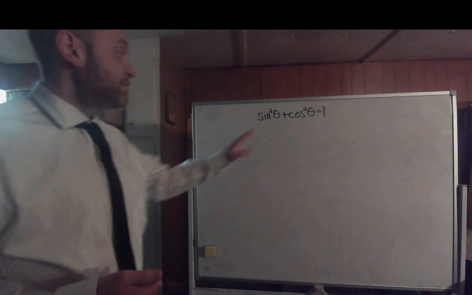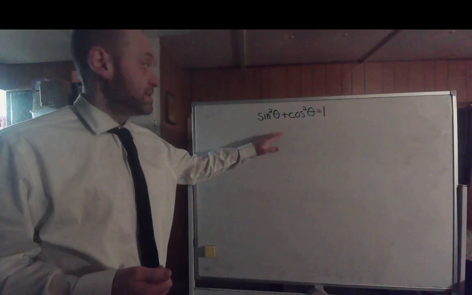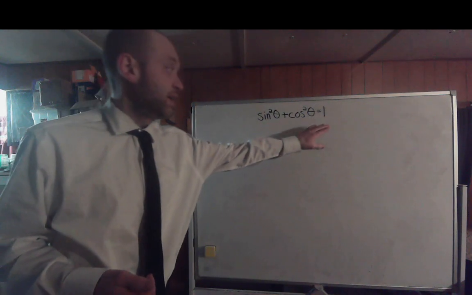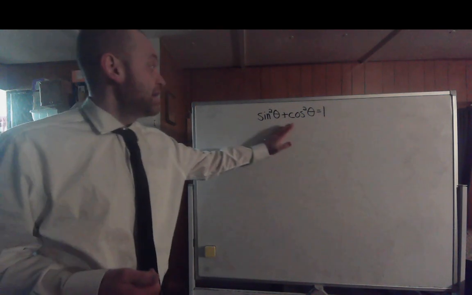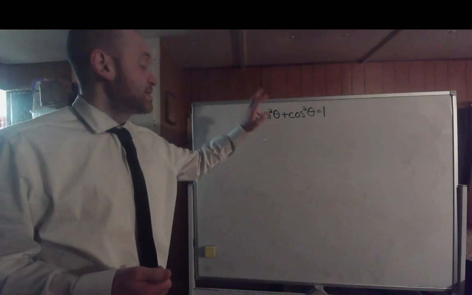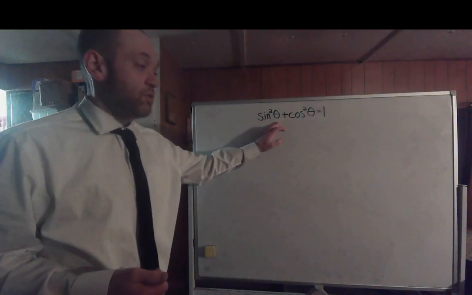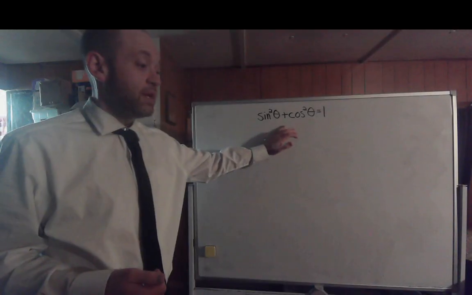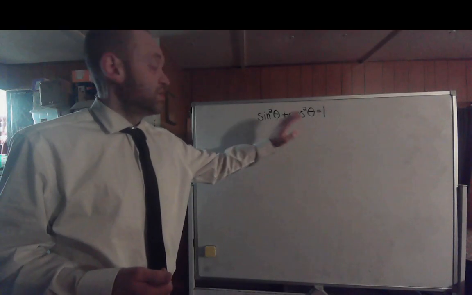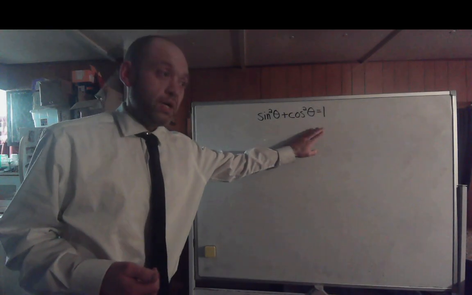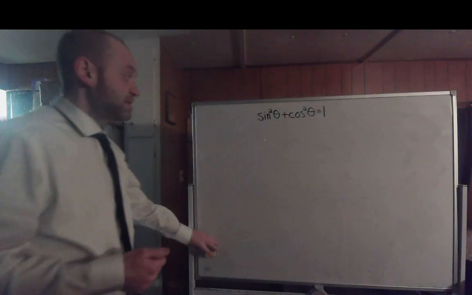So a very fundamental identity is the sine squared of theta plus cosine squared of theta equals 1. It does not matter what that theta is, so long as it's the same angle. If theta is the same angle, it could be any angle out there, the sine squared of theta plus cosine squared of theta equals 1. That is a good one to commit to memory.